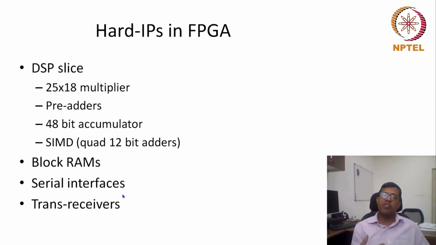So this way, various hard IPs or fixed IPs, fixed hardware, would be there to make the performance of the FPGA better, and also to make this area versus delay trade-off more sustainable. Also, many a time processors are used as fixed hardware in some of the FPGAs.